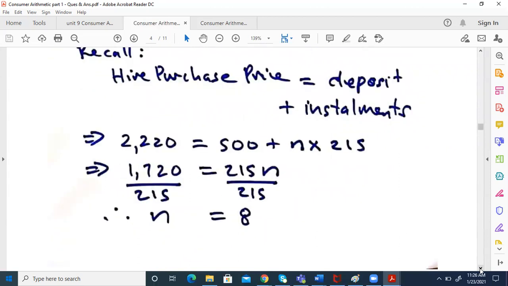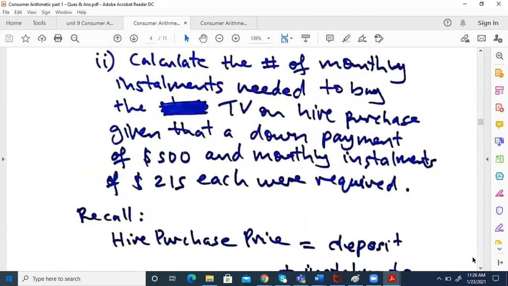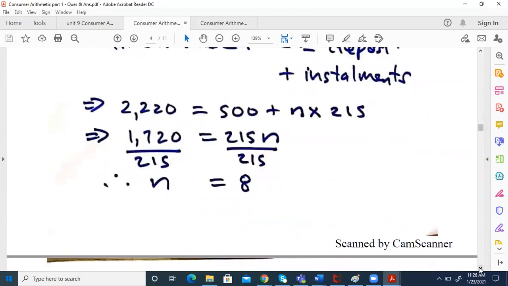So n equals 8. So I think it's an annual thing. 8 years. Or the line is months. So it's 8 months, right? So it's 8 months you would take and you pay that off.